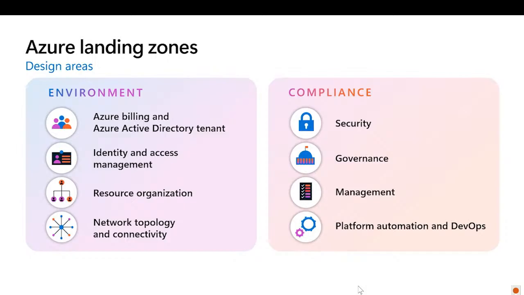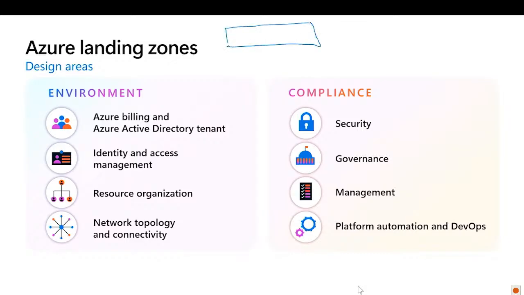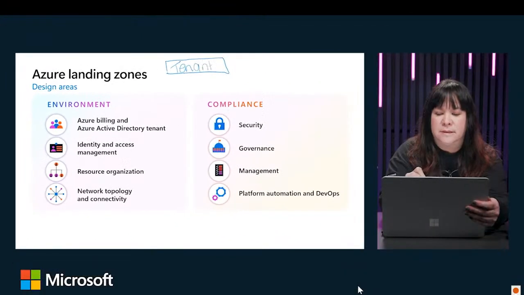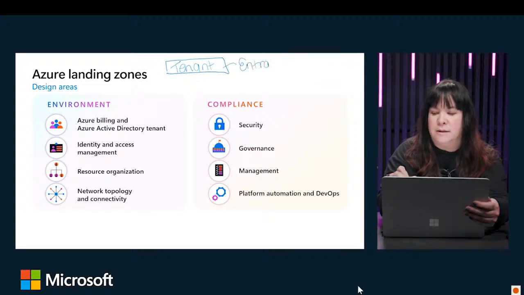So let's look at the two design areas, as you can see, that make up your Azure landing zones. The first one is your environment, and then you have your compliance. Let me break this down a little bit. When we look at the environment, we start off with your tenant. I always say this is the very beginning, besides the Azure account. You're going to create your Azure account first, and then with that Azure account is where you're going to build that tenant. You can have many tenants to an Azure account, and that Azure tenant is also going to be associated with your Entra, so your identity service.